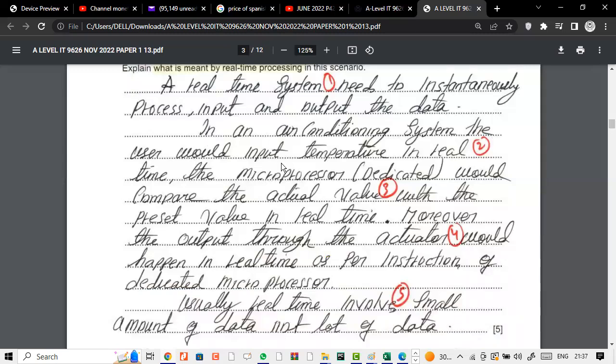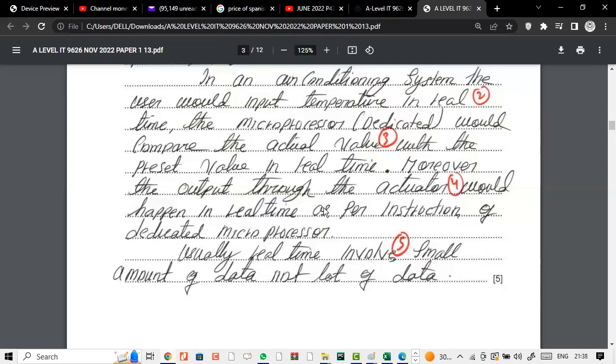In an air conditioning system, the user would input the temperature in real time. The dedicated microprocessor would compare the actual value with the preset value. What is a dedicated microprocessor? A processor that does a particular job, just one job at a time. Moreover, the output through the actuator would happen in real time as per the instructions of the dedicated microprocessor. Usually real time involves a small amount of data, not a lot of data. Real time is there just to compare the variables surrounding us and give the instructions to the microprocessor.